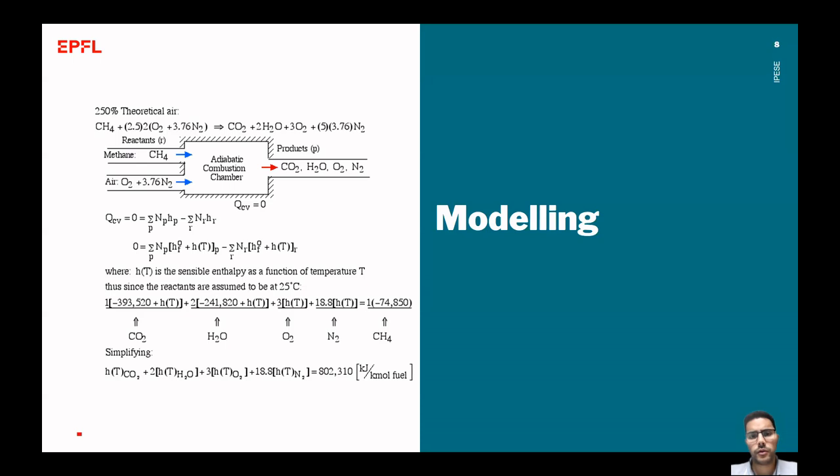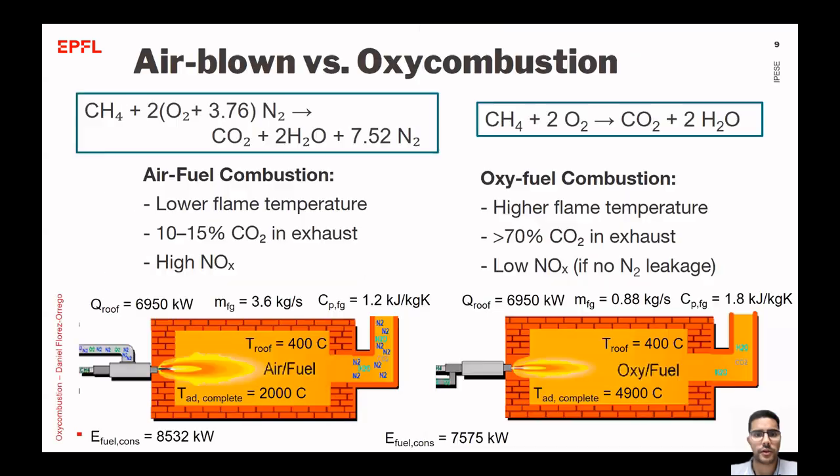Now, let's discuss the governing equations that we use to simulate the air-blown and oxycombustion processes. You see that, differently from air-blown combustion, the oxycombustion process does not have nitrogen in the flue gases. For this reason, air-fuel combustion yields a lower flame temperature and also a very low concentration of CO2 in the flue gas.